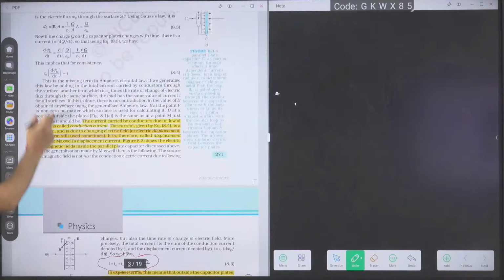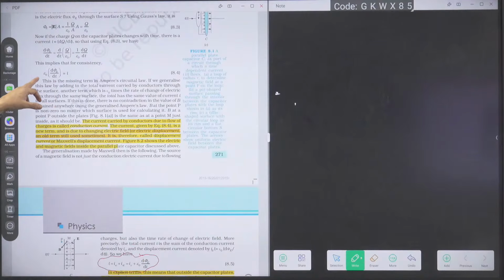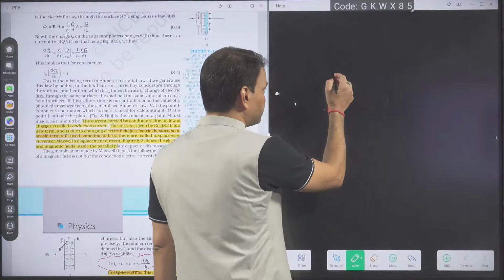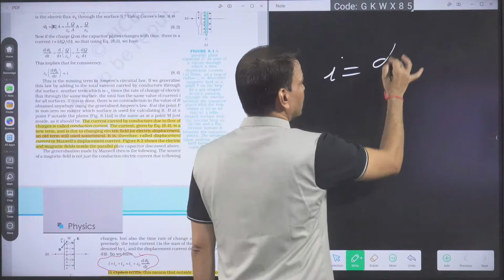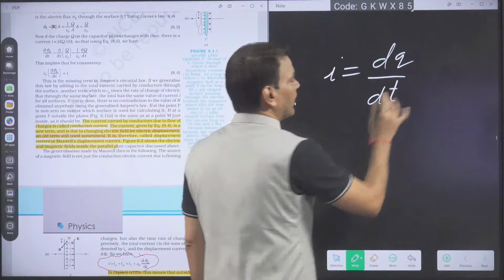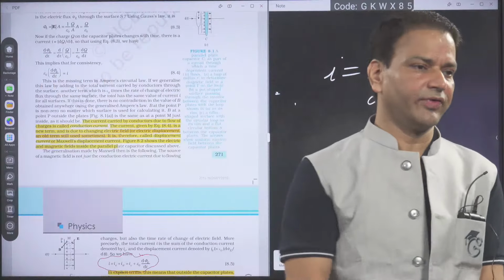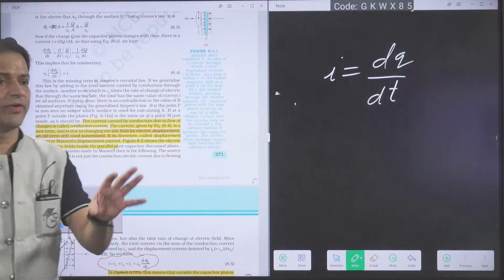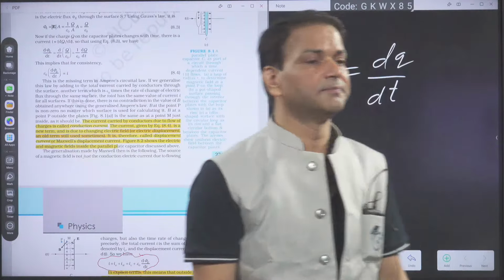So this is one of the formulas of the displacement current. I is equal to epsilon naught into d phi E by dt. So basically how are we getting this? Current we say I is equal to dq by dt when we are talking about the conduction current. The reason why the displacement current is produced is the varying electric field. Everybody got this?